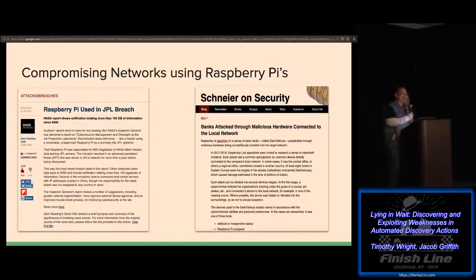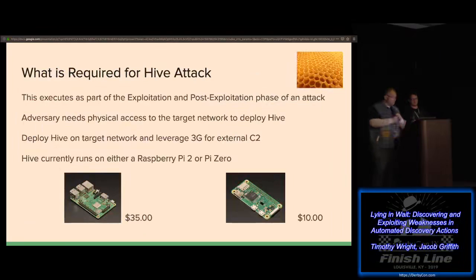Cool. So we're talking a little bit about the Hive deployable attack platform. We started seeing in the news the JPL breach. Everybody probably heard about this. Somebody had a Raspberry Pi plugged onto the network. Bruce Schneier's talked about Raspberry Pis too. More and more of these get deployed, or people are using them maliciously to try to compromise infrastructures. So we weren't the first to think about this. A lot of people have been talking about it for years. But for us, it was a research proof of concept.